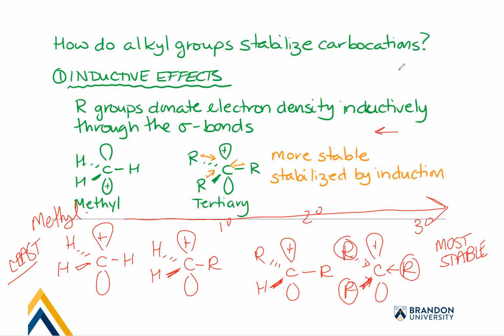So on that energy diagram, free energy, where a carbocation will be on this will depend upon the number of R groups. So a tertiary will be lower than a secondary, which will be lower than a primary.